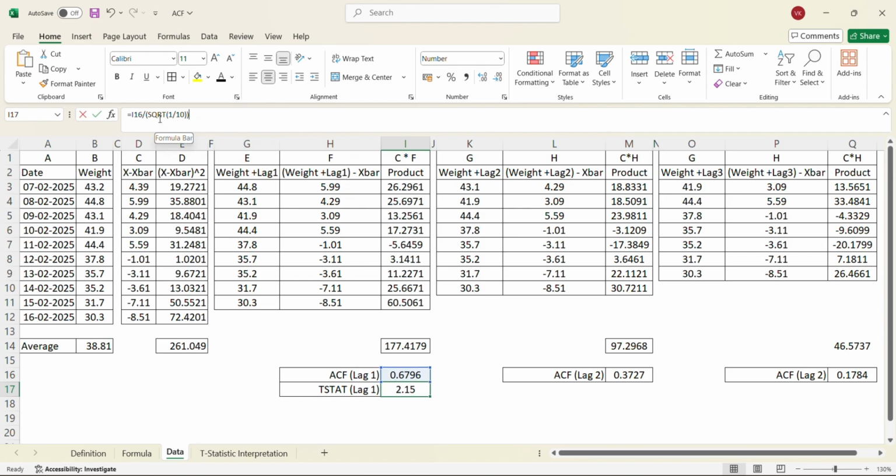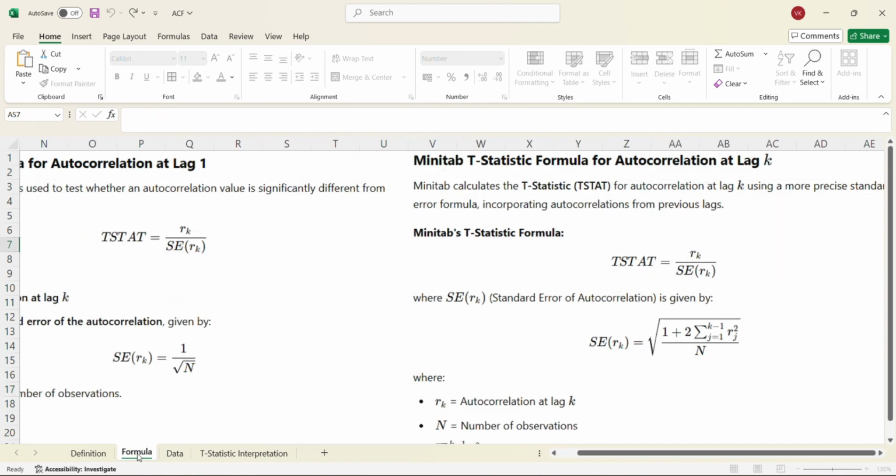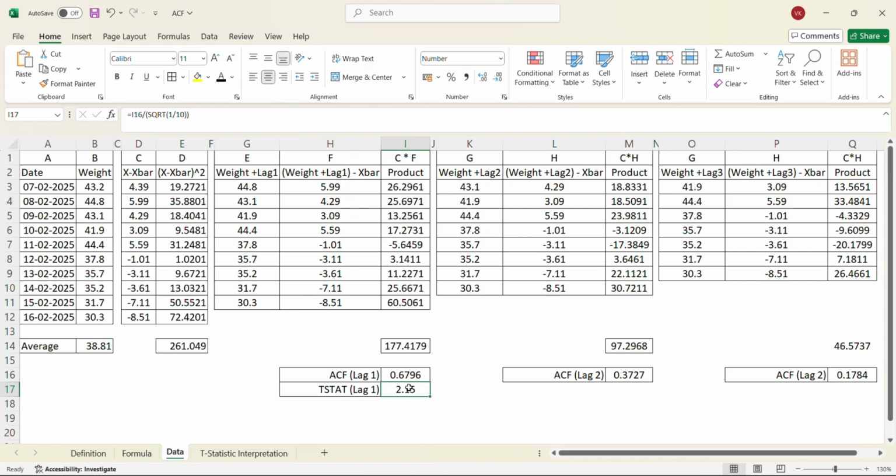Let me make it easy to understand. The formula says the numerator will be the autocorrelation function itself, which is 0.6796, and the denominator is the standard error of the autocorrelation function, which is calculated as 1 by square root of n. So the formula is very simple. Once we have the numerator, the denominator will be square root of 1 by 10. Why 10? Because 10 is the total number of data points in our analysis, and that way we reach the calculated T stat value for the autocorrelation function.